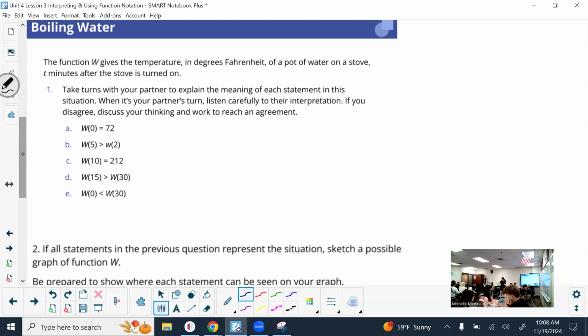Questions on what you're doing? All right, so this is how you know that you know what you're doing. So try it genuinely, talk to your group, and then work on your practice until we go over it.